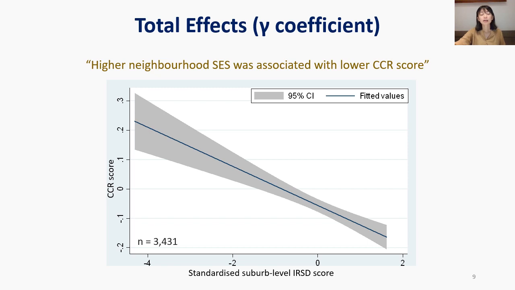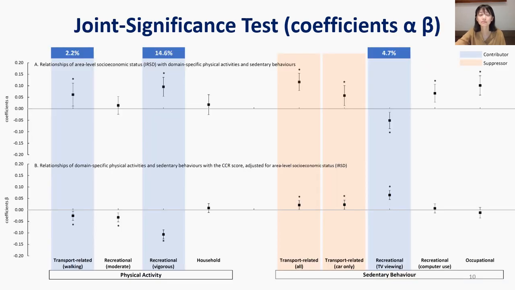So here are the findings. We found the total effect was significant. Higher neighborhood socioeconomic status was associated with lower cardiometabolic risk score. And this relationship was explained largely by more time in vigorous intensity recreational physical activity, around 15%, followed by less time in television viewing and more frequent walking for transport in higher socioeconomic status suburbs than their lower counterparts.